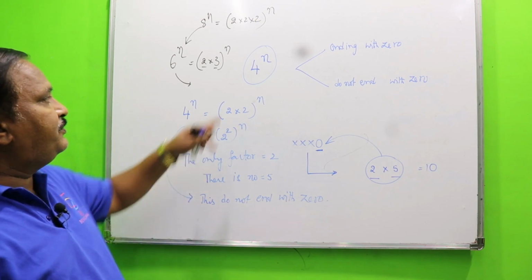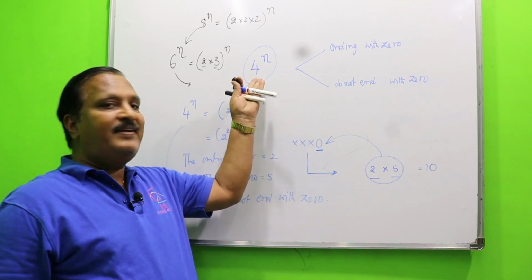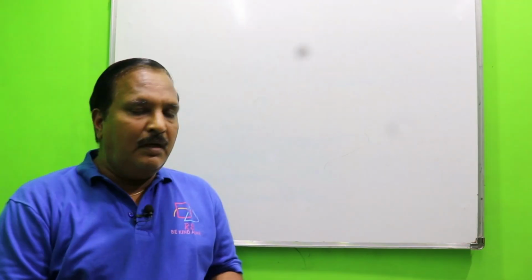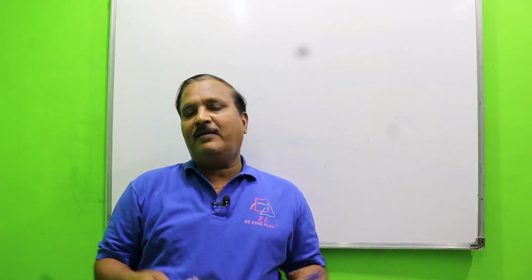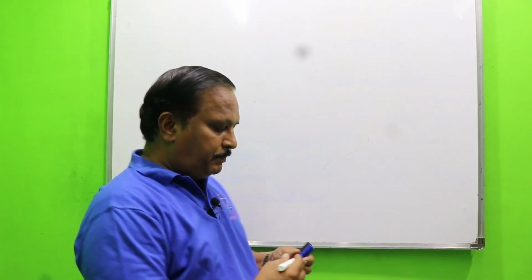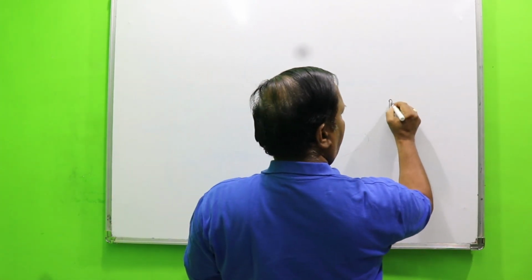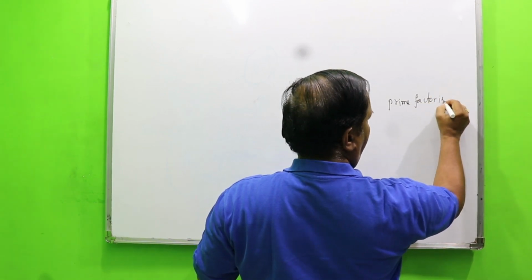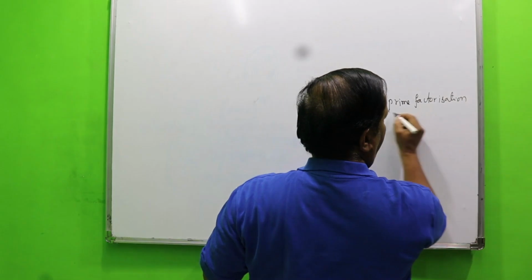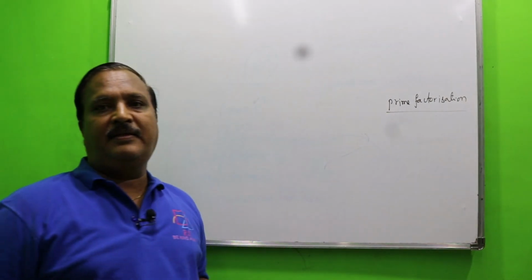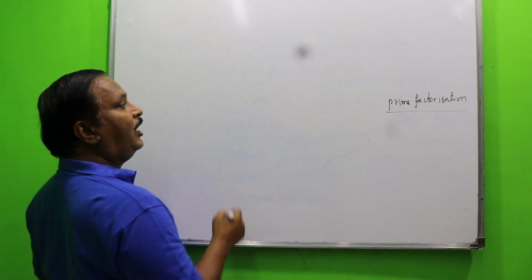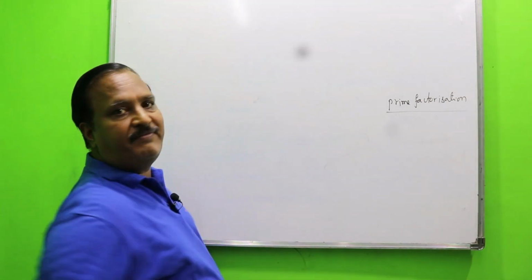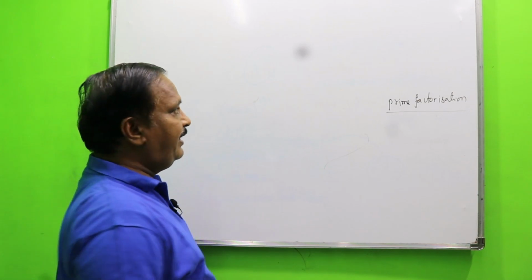This is how you have to decide whether the given number is ending with 0 or not. So everybody has to learn prime factorization because it is mainly involved in the fundamental theorem of arithmetic. So you should know how to express a composite number as a product of prime factors, that I have explained in my previous lesson.